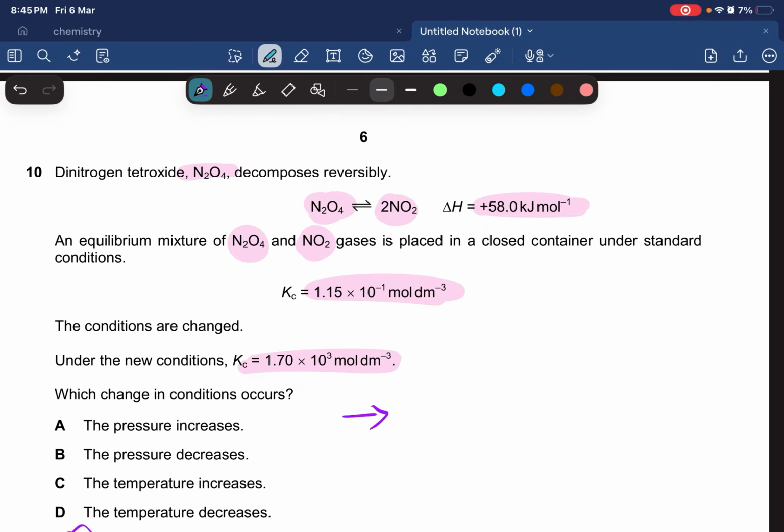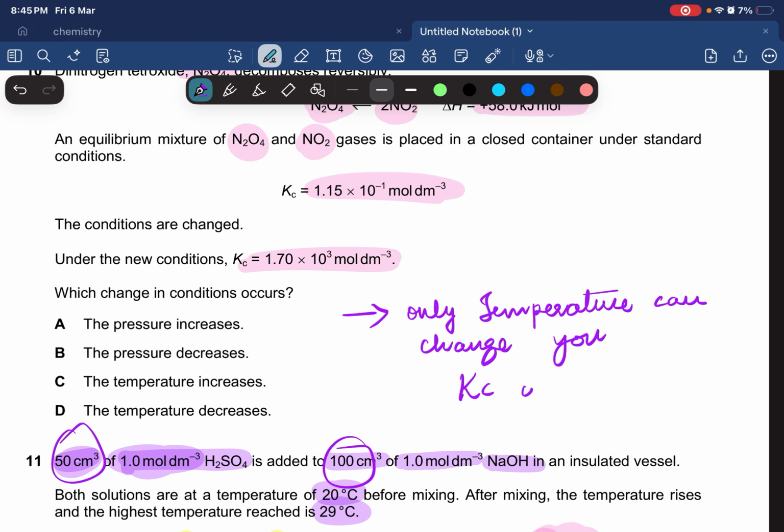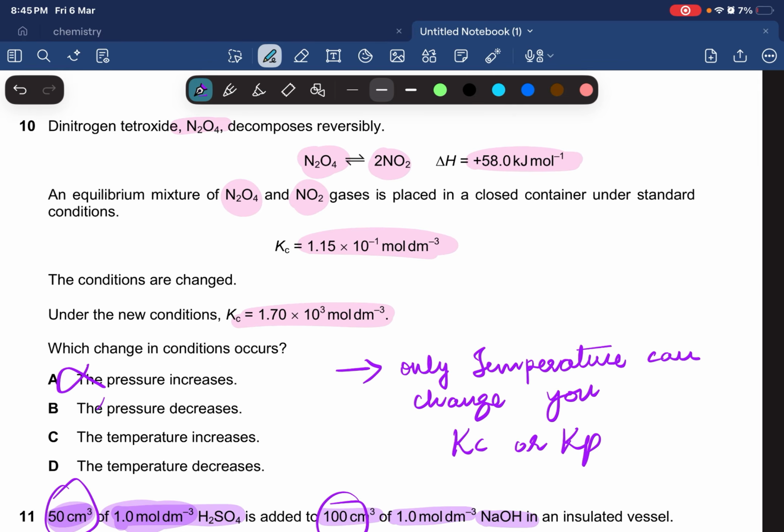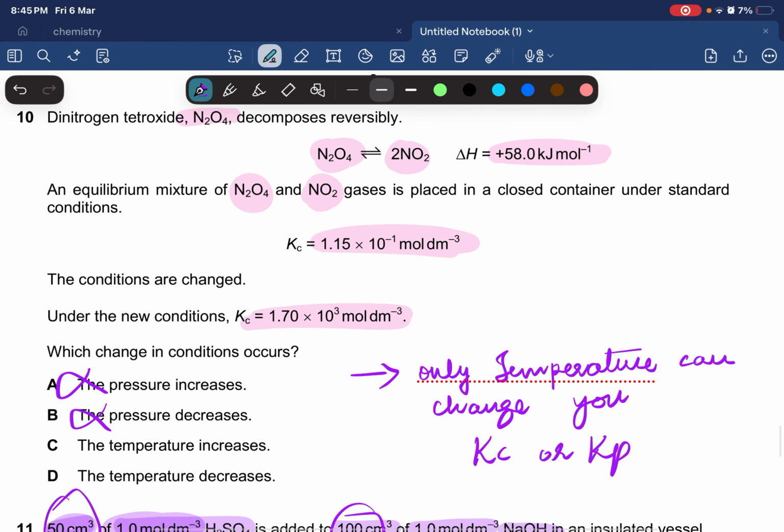You should never forget it in chemistry, which says that only temperature can change your equilibrium constant, Kc or Kp. Only temperature. No catalyst, no pressure, nothing can change it except temperature. So the temperature increases or decreases, we have to figure it out. So cross out the options saying otherwise. We can see what happens to the Kc value. Does it increase or decrease?